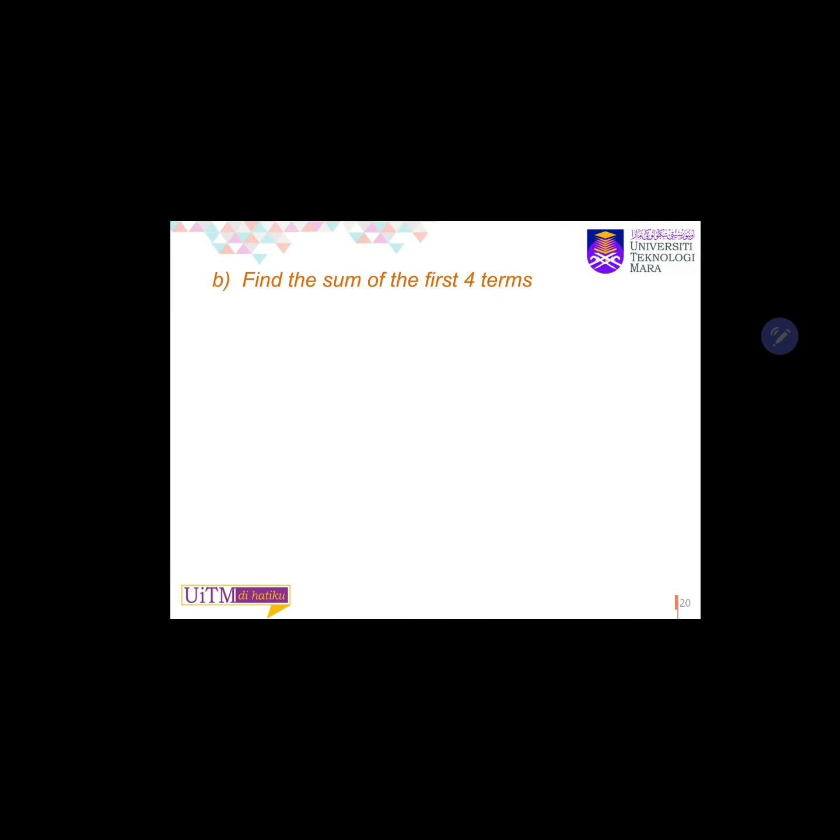Okay, so the next question is find the sum. Okay, here the keyword is sum. Okay, so sum means you use S formula. Okay, so Sn is n over 2 (2A plus n minus 1D). Okay, so you want to find the sum of the first 4 terms, so it becomes 4.